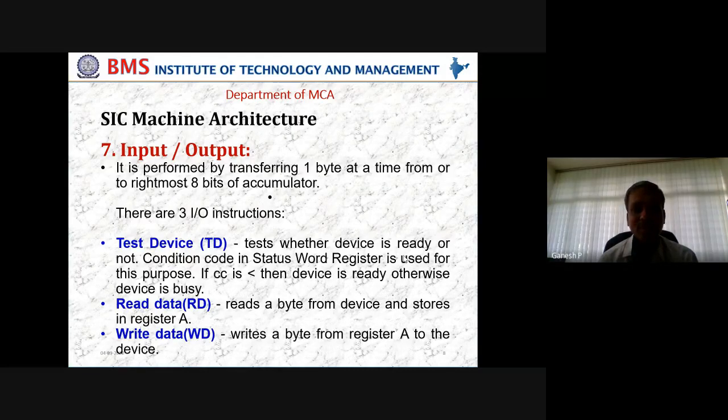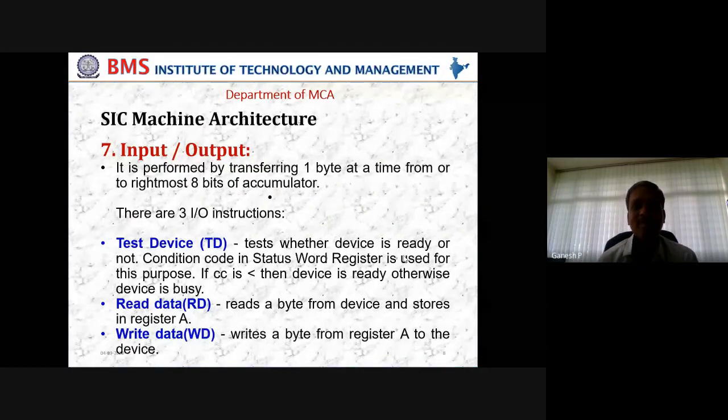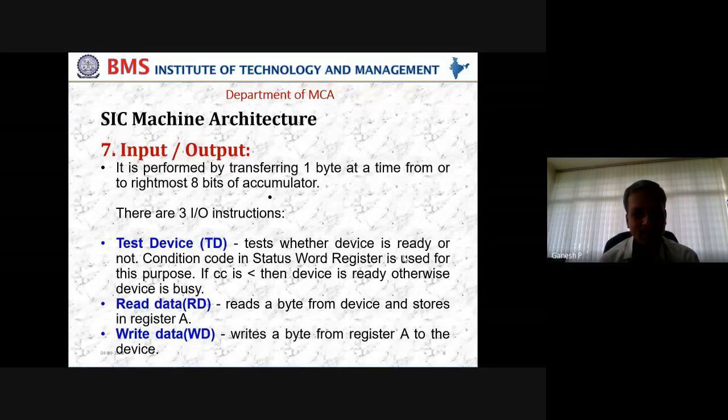That means if you want to transfer 1 byte of data, yes, we have instructions in SIC. How about if you want to transfer more than a byte? Then we have to repeat these instructions in a loop. For example, I want to transfer 10 bytes of data. What should I write? I should write a loop structure, like a for loop, in the assembly language of SIC, where I have to perform these three instructions. What are they? TD, RD, WD. This is how the set of instructions are there.